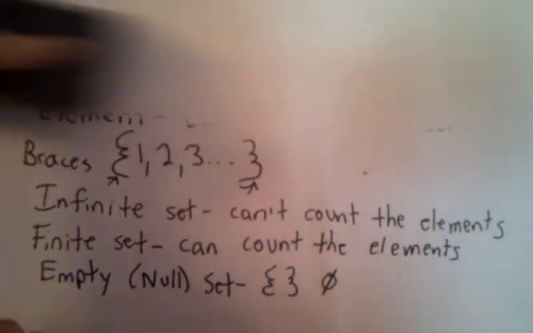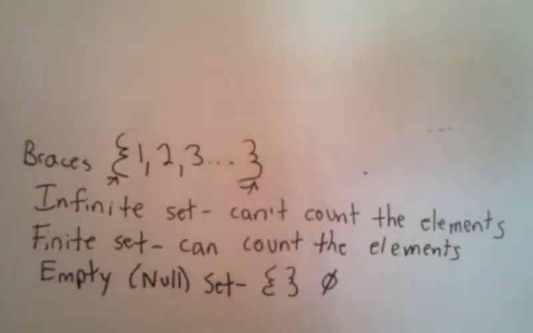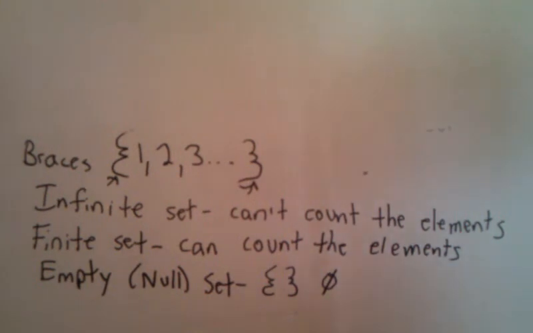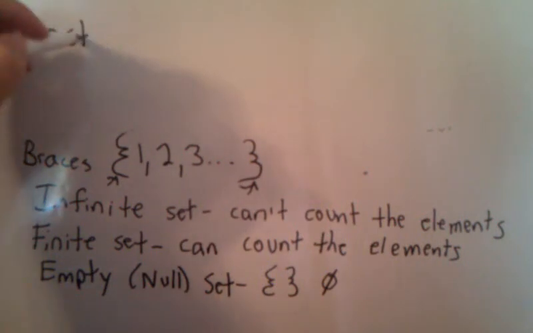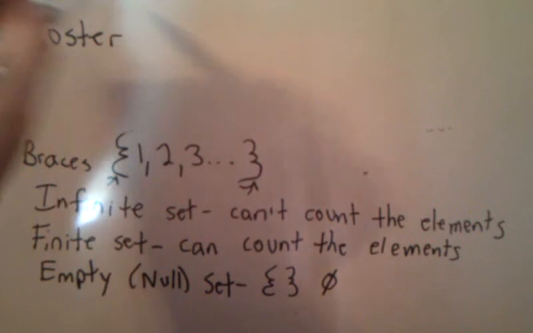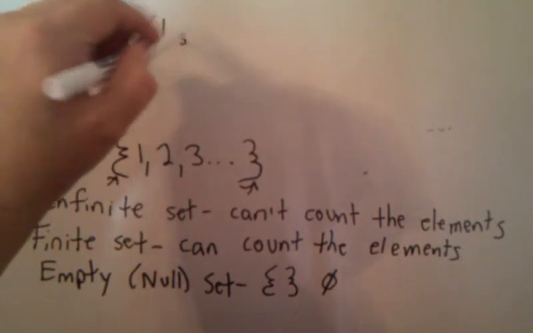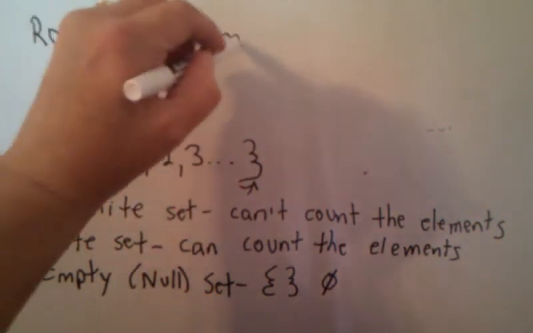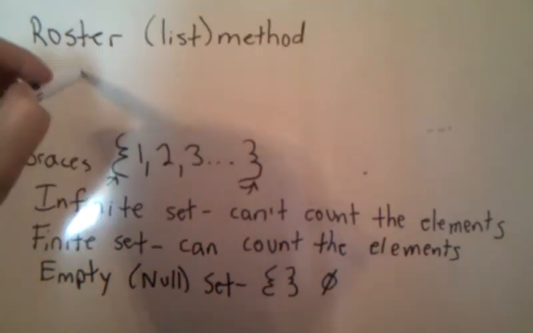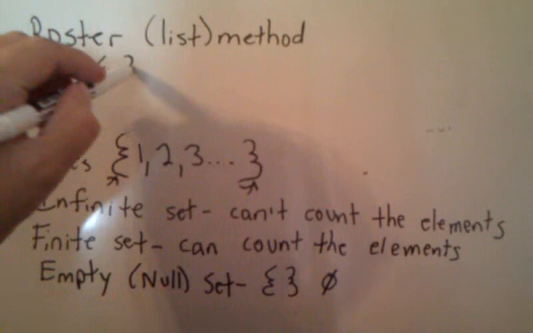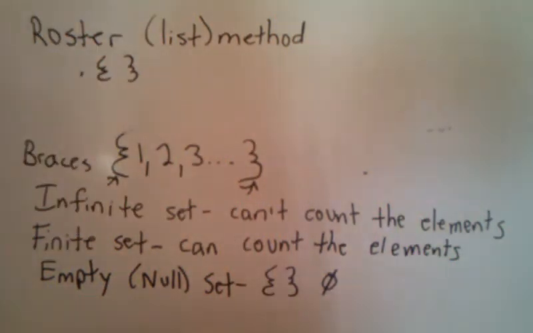I'm getting ahead of myself. Let me go ahead and write this down. Okay. There's the roster method. It's also called the list method. And this is, like I said, what we've been doing. We use braces with finite sets.